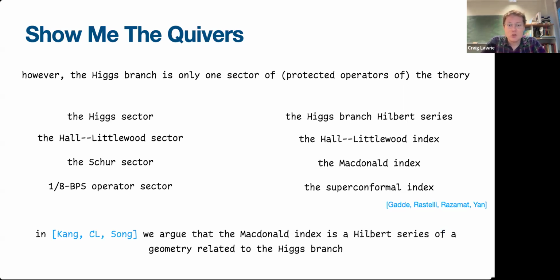A priori, this could be quite surprising because the Schur sector, for example, contains the stress tensor, which is not part of the Higgs branch chiral ring, and it contains a whole bunch of operators which are very disjoint from the Higgs sector. So why should something like this be true? Why should I be able to use something related to the Higgs branch and recover information about a completely different sector?